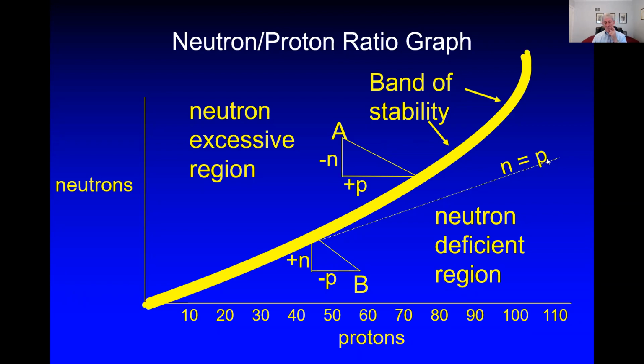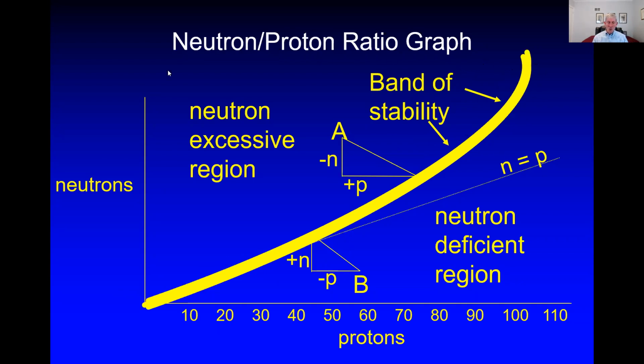Hydrogen-1, helium-2, lithium-3, beryllium-4, boron-5, carbon-6, nitrogen-7, oxygen-8. Up to there, it'll be a straight line. And after that, number 9 is unstable, and 11 is unstable, and 13. So this line is a stability curve. It's gently sloping upward. And so now follow the pointer.